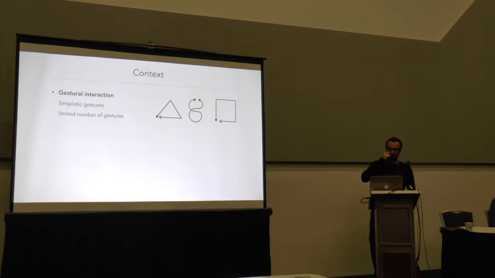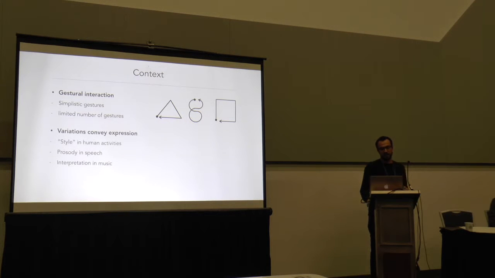So first, just a quick context of gestural interaction. When we think about gestural interaction in HCI, usually we think about simple gestures with a limited number of gestures, because usually we would like the user to remember all those gestures and to be able to learn that kind of vocabulary easily. And usually we use a classification method that quite robustly recognizes these symbols, discarding most of the variation in the execution of those gestures.